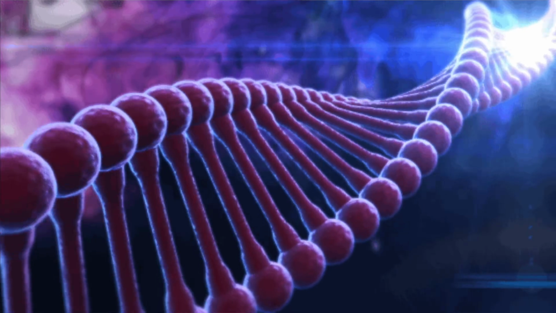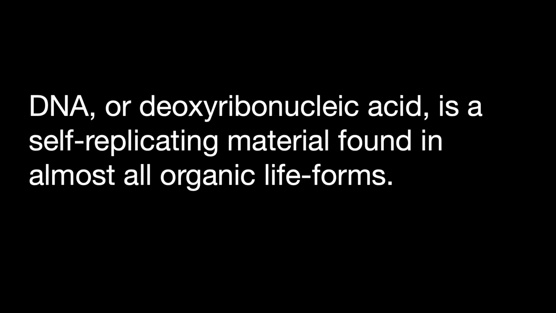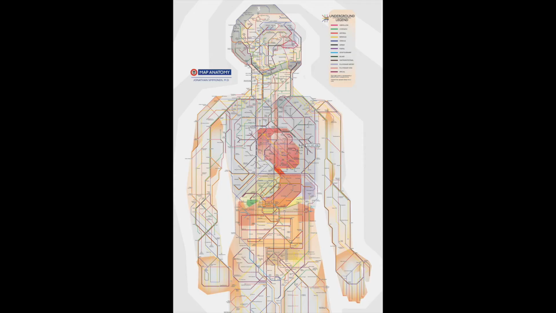Whether from a movie, a TV show, or the news, most of us have at least heard of DNA and how accurate it is in identifying who we are as individuals. DNA, or deoxyribonucleic acid, is a self-replicating material found in almost all organic life forms. DNA is a blueprint that determines how we will develop, grow, and function. DNA information is found in blood, saliva, semen, hair, and even skin cells.